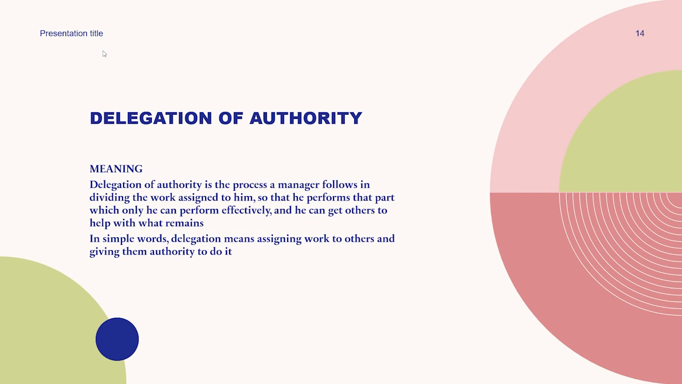There is a natural human tendency in managers to resist delegation of authority, as the manager may fear that subordinates can possibly do undesirable things with the delegated authority, for which the managers may be held responsible. So delegation of authority is very difficult task for the manager, because once he delegates the authority, whatever happens, it's fully his responsibility. In simple words, we can say delegation means assigning work to others and giving them authority to do it.